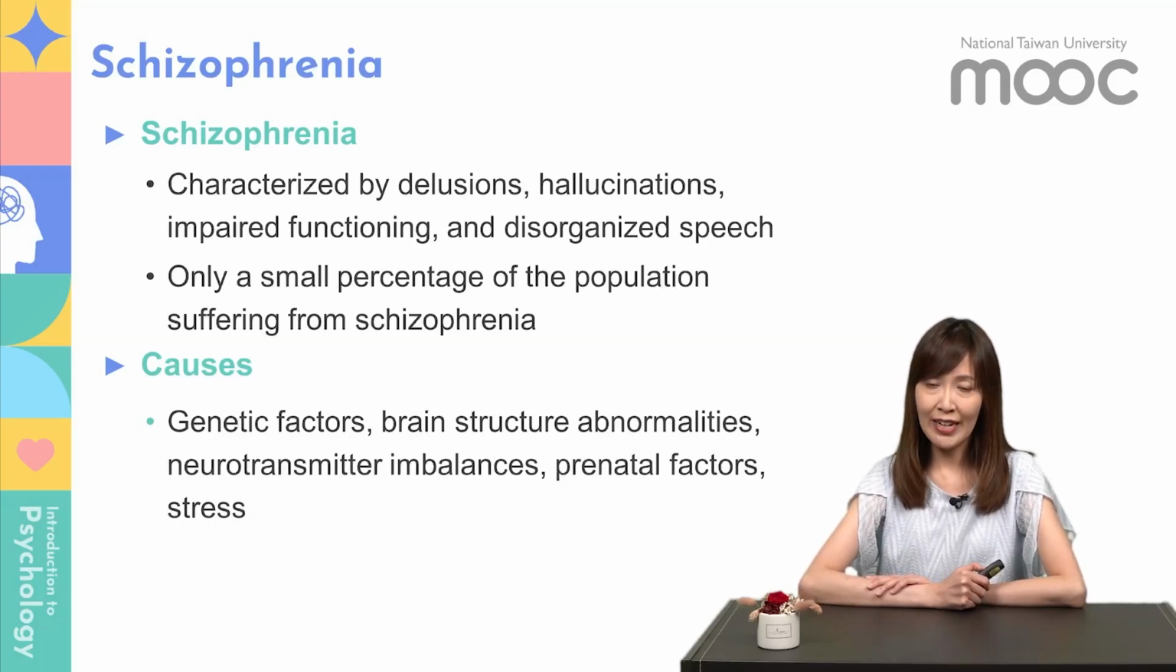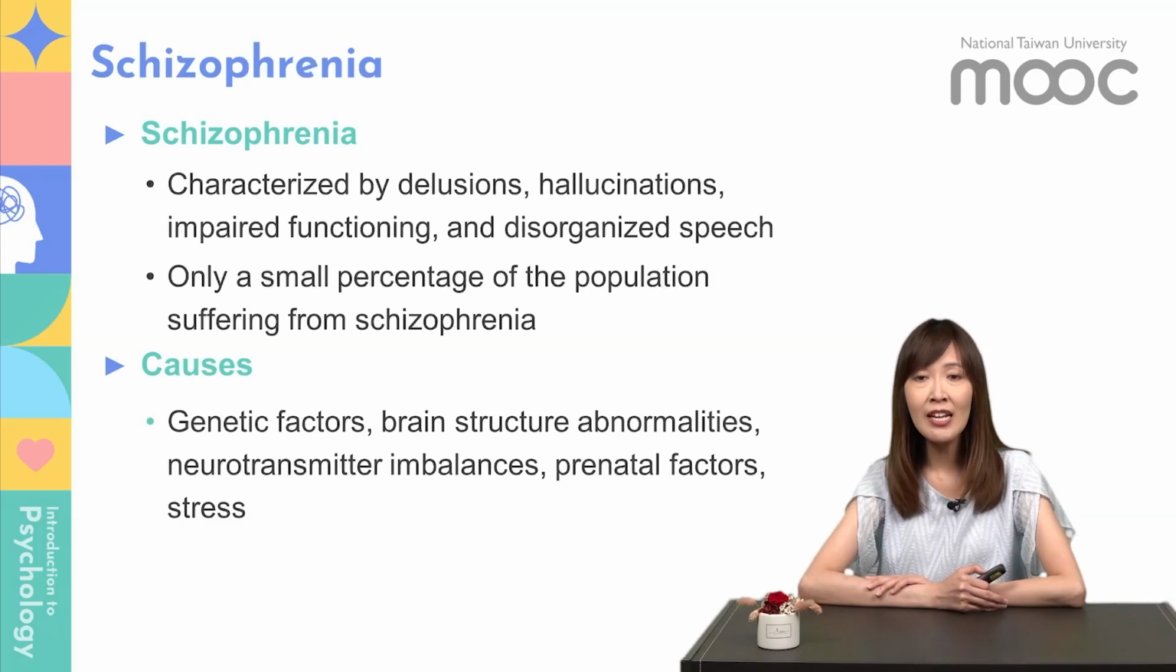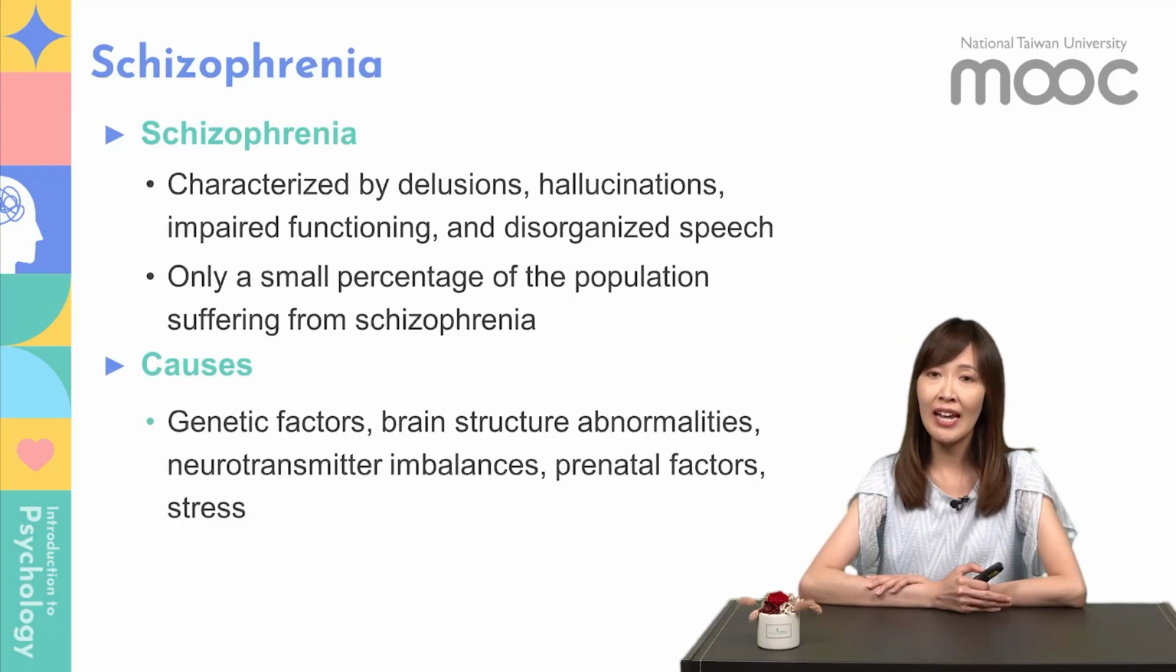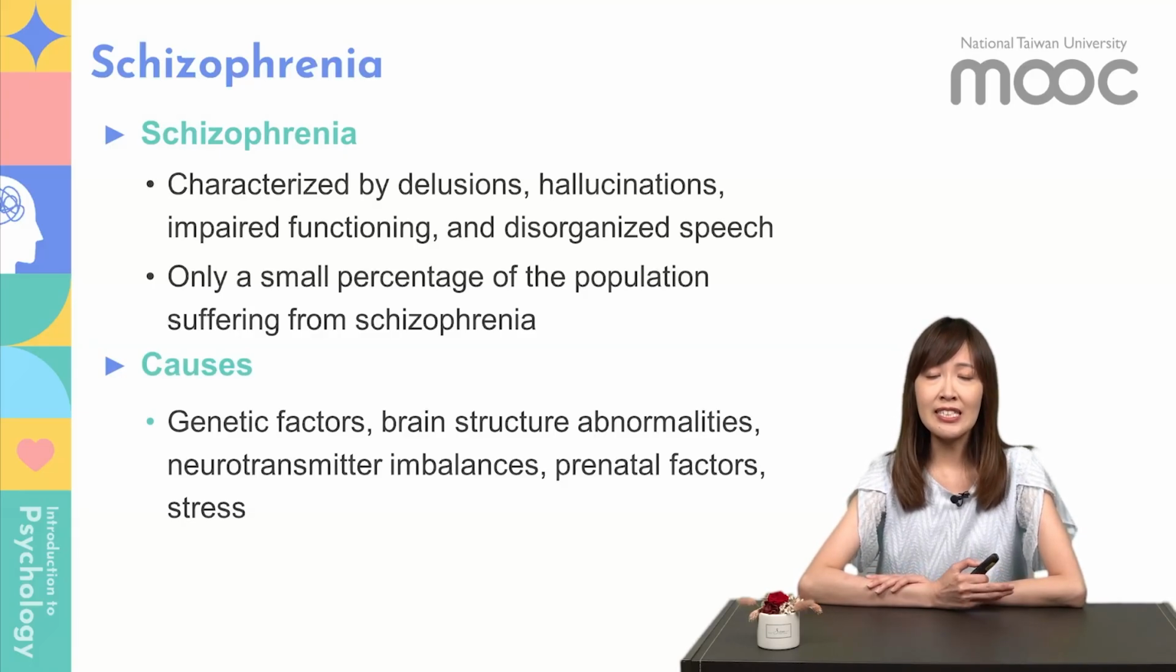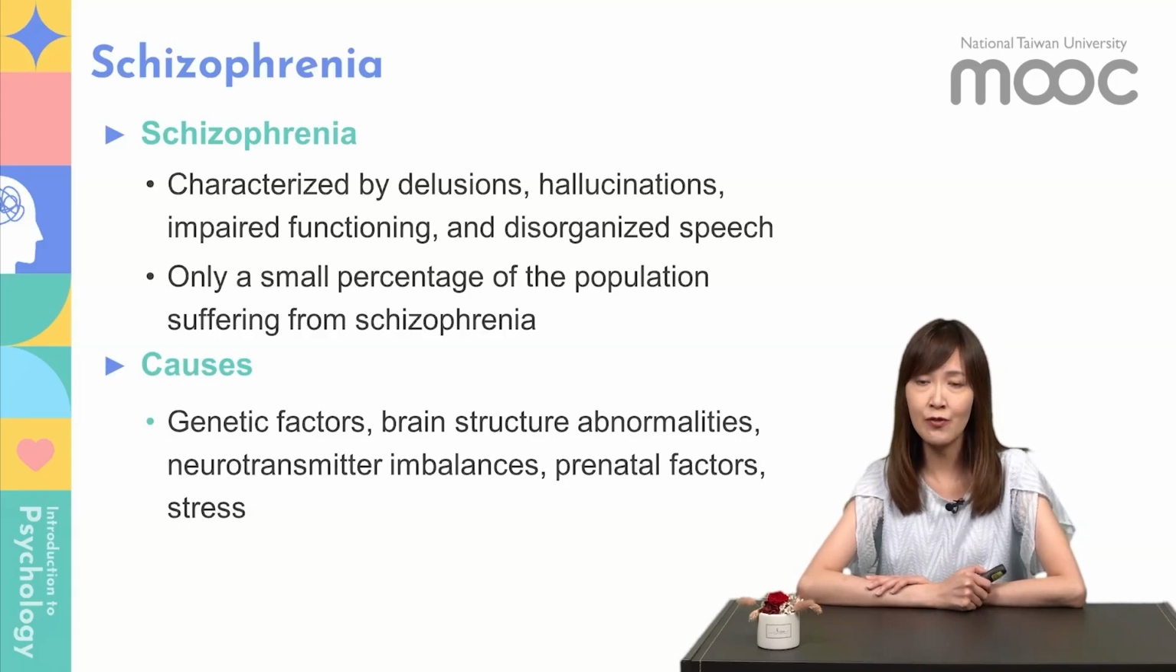And then prenatal factors such as maternal malnutrition can also influence the baby, so their babies are more likely to have schizophrenia later in life. And lastly, stress. Well, stress alone cannot cause schizophrenia, but experiencing stress might trigger the symptoms of schizophrenia and might also make the condition worse. So those are the factors that might influence the development of schizophrenia.